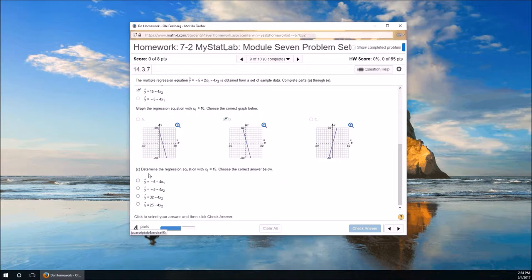Okay, let's go to C now. Determine the regression equation when x1 equals 15. We've got to do multiplying by 15. If x1 is 15, then 2 times that is 30. So the regression equation is going to be y hat equals negative 5 plus 30 minus 4x2. Negative 5 plus 30 is 25. So y hat is equal to 25 minus 4x2. And it's that one.